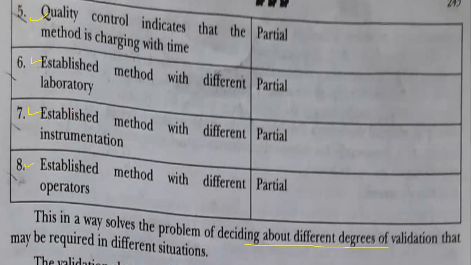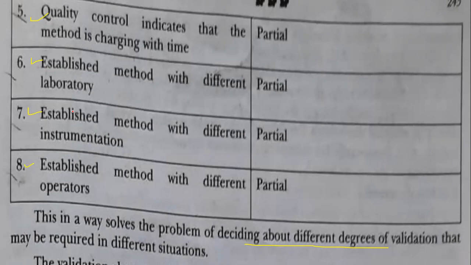Quality control indicates that the method is changing with time. In that also we will need to have partial validation. Established method with a different laboratory. It is the same method, but it is used in different laboratories. Under that situation, we need to have partial validation.